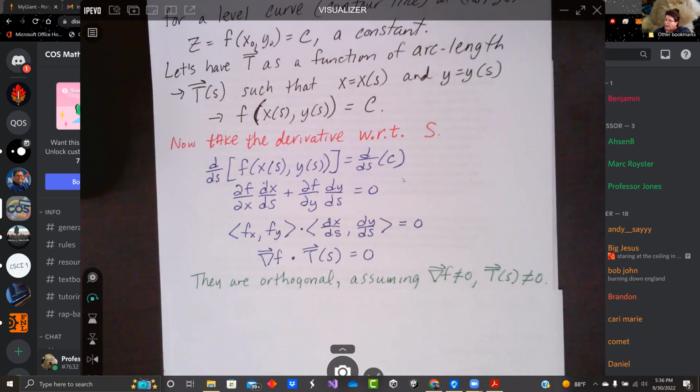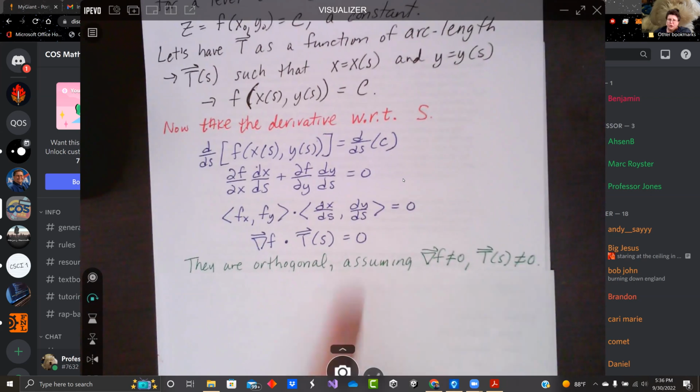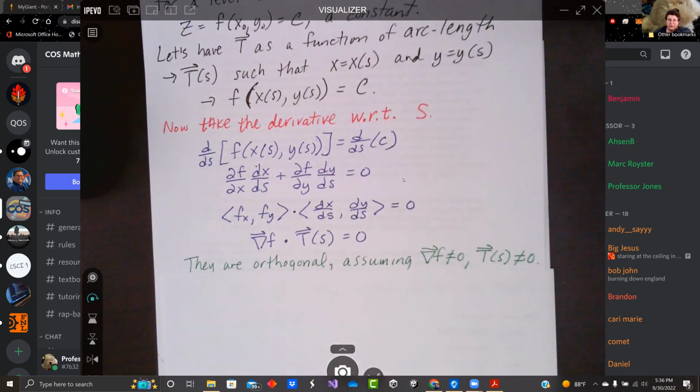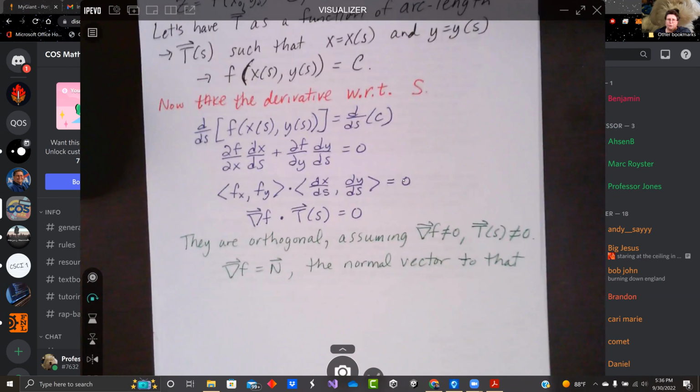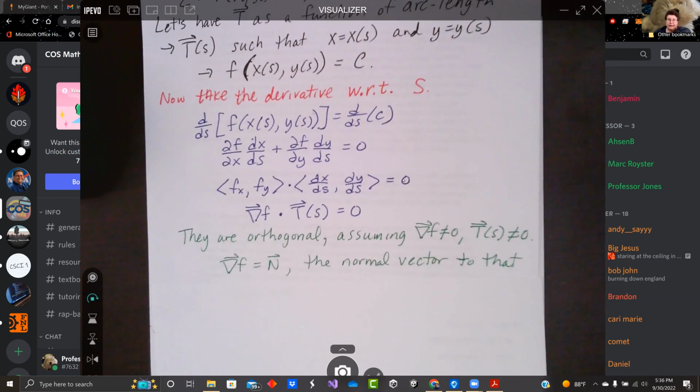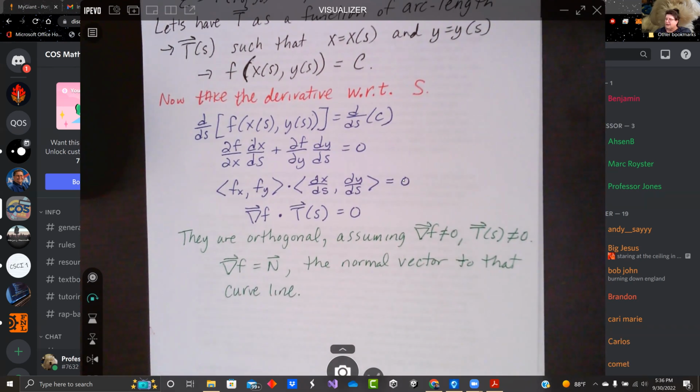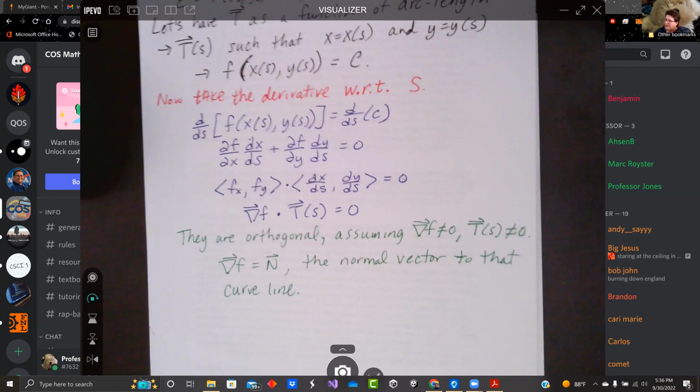So the dot product is zero. It's showing they are orthogonal, assuming that neither of those has a magnitude of zero, which means our gradient of f is a normal vector. The gradient of f by itself is a normal vector to the curve, and we'll see how that plays in the next section.